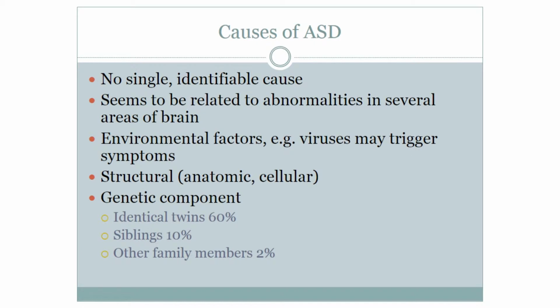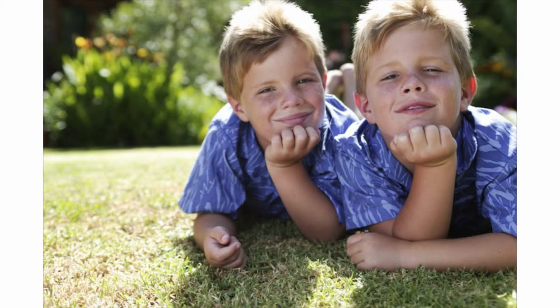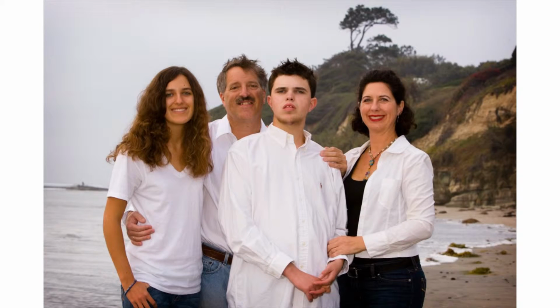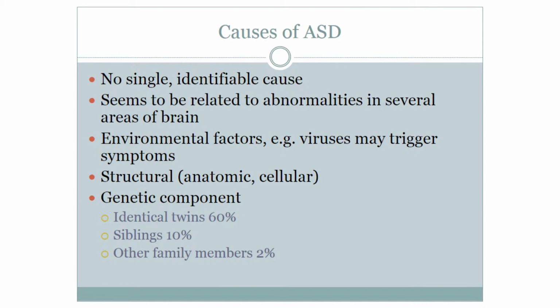But again, there's no one specific cause of autism that we can identify. We see that there is a genetic predisposition, and as we've seen, identical twins can have up to a 60% concurrence of autism. Siblings have a 10% incidence and about a 2% incidence in other family members. So it tends to run in families. That's why the family history is so important.